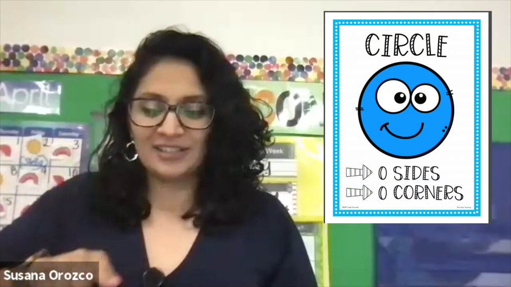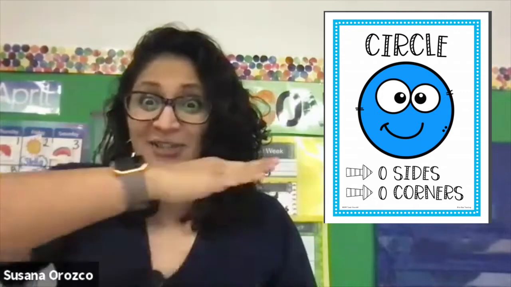Let's draw the circle. Ready? Circle. Did you notice any sides? Any straight edges? Did you notice any vertices? Any corners? Nope. That's because the circle has no sides and no vertices.